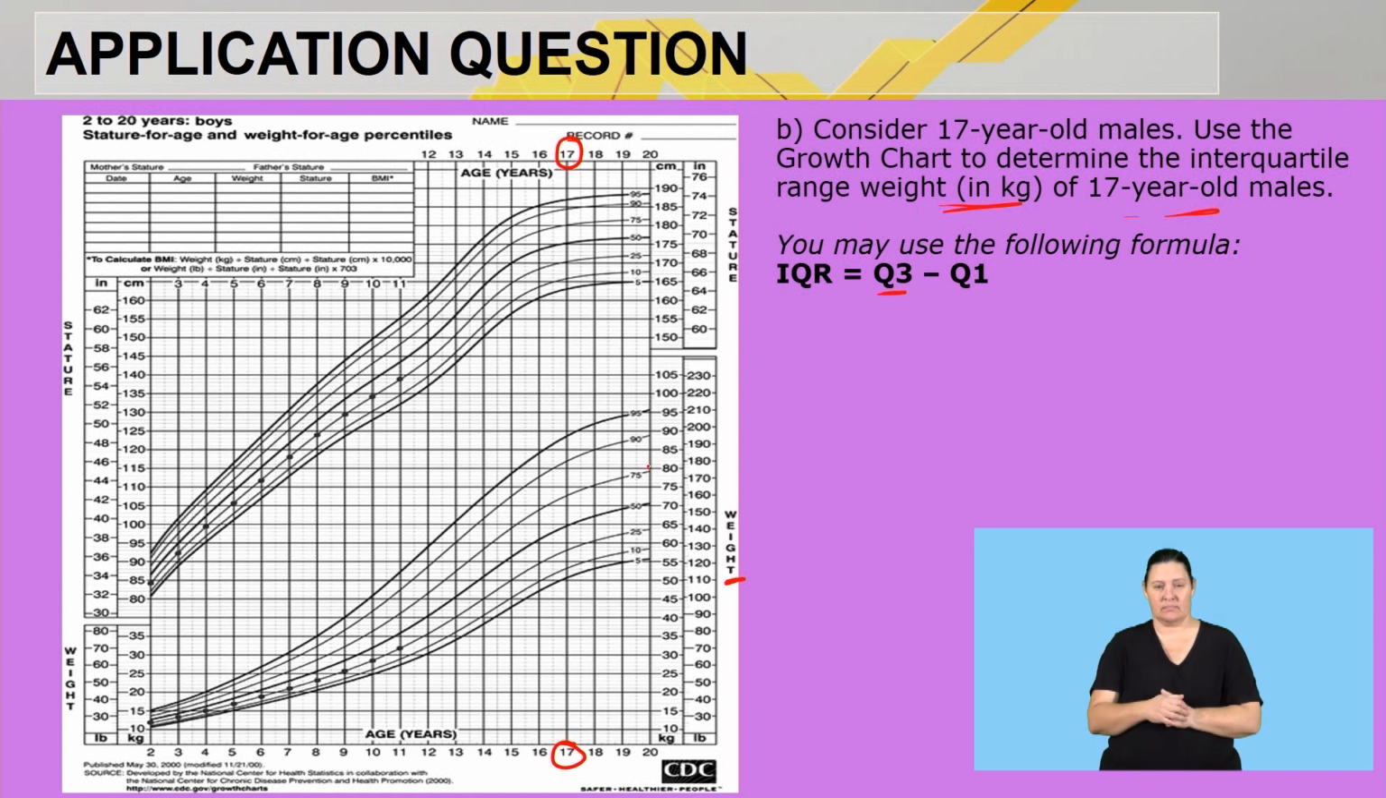Quartile 3 is what? The 75th percentile. We agree. There's our 75th percentile. Okay, so I'm going to move now and see where they will meet. So therefore, I'm going to move from 17 years old all the way up.